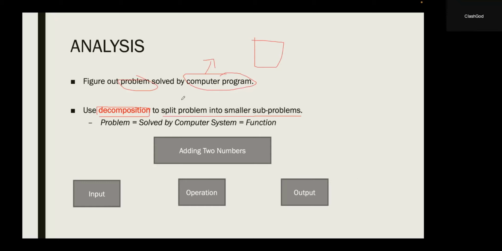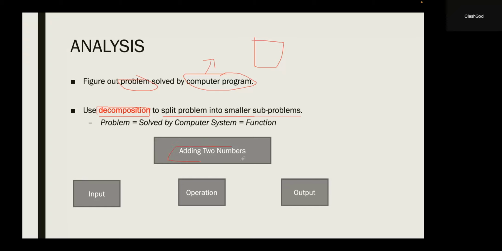And after we have split the big problem into smaller subproblems, we split them again into smaller subproblems. So you may not know what is going on right now, so let's take a look at an example. Let's say we have analyzed the problem that we need to add 2 numbers. This is the problem we need to solve using a computer program.